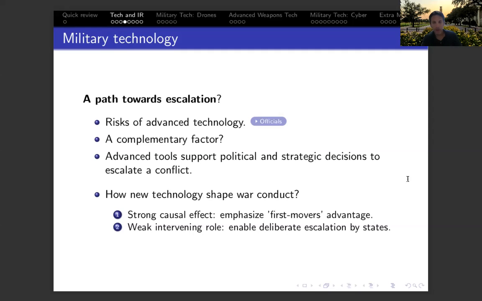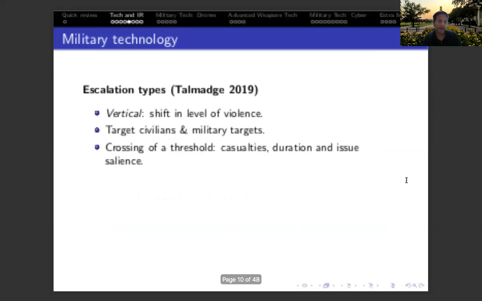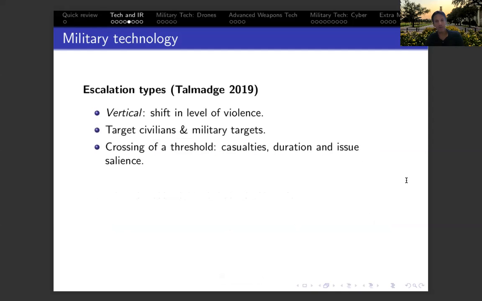So I'm talking about that based on the work by Professor Talmadge. She's a professor at Georgetown University, which has a lot of research in this context about military technology and how it affects different concepts of IR, such as deterrence and escalation. And she offers different types of escalation in the context of our discussion here.